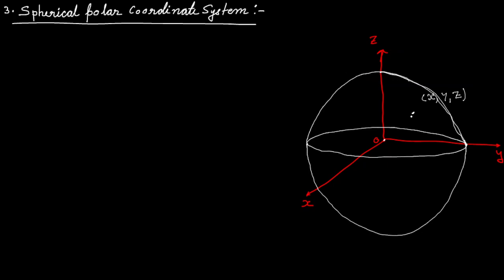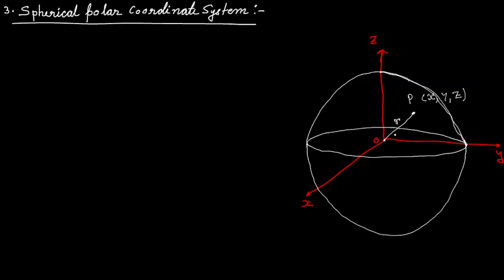Now if we want to represent this same point P in terms of spherical polar coordinates, then we have to define three variables. What are these three variables? First, let me connect these two points, P and O. First we have to define this length, that is the distance of this point from the origin. In spherical polar coordinates, that distance is represented by r. This is the r.